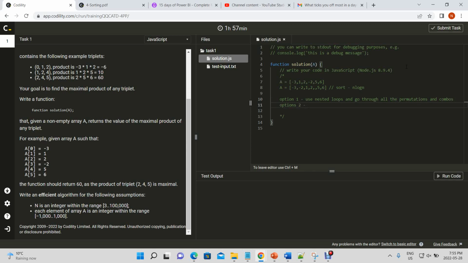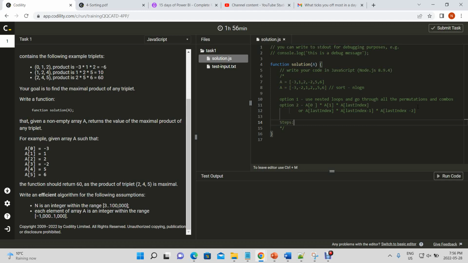Or option two is to use a little mathematical trick in which we know that if the first two numbers are negative, we'd get a positive number, right? And a positive number times a positive number would give us one potential option. So we could just go A[0] times A[1] times A[last index], or the value would be A[last index] times A[last index minus 1] times A[last index minus 2]. So that's the alternate option, right? All right. So we're going to use option number two.